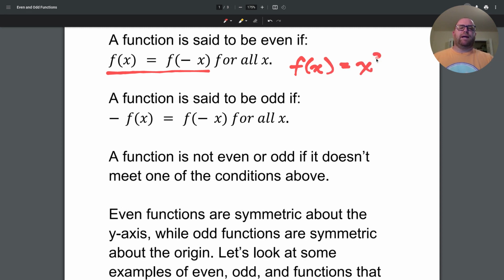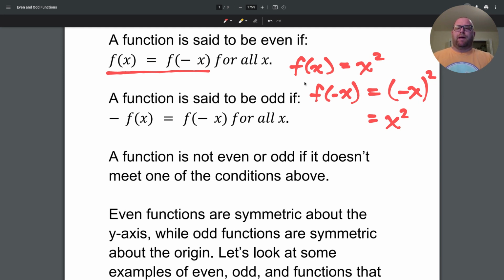You want to think about that because if we plug in negative x here, we get negative x squared, and when you square a negative, you multiply a negative by a negative, you get a positive, so it really equals x squared. So f of negative x will equal x squared, and it'll equal f of x for all x.